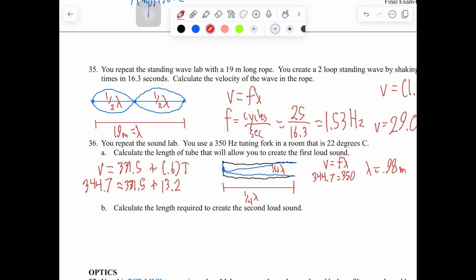Well, this is the length of the entire wave. We're fitting a fourth of the wave in there. So take our number, 0.98, and divide by 4. And we find the length only needs to be 0.245 meters.